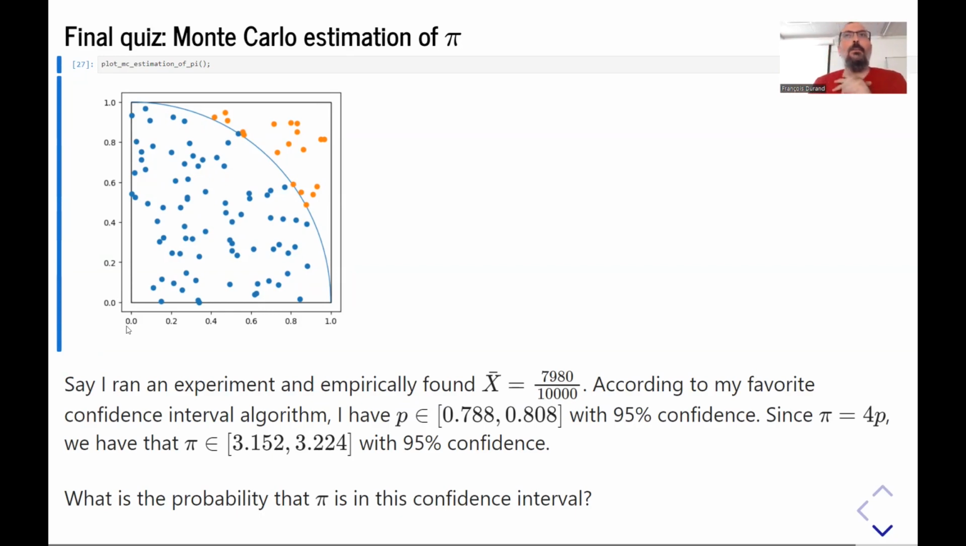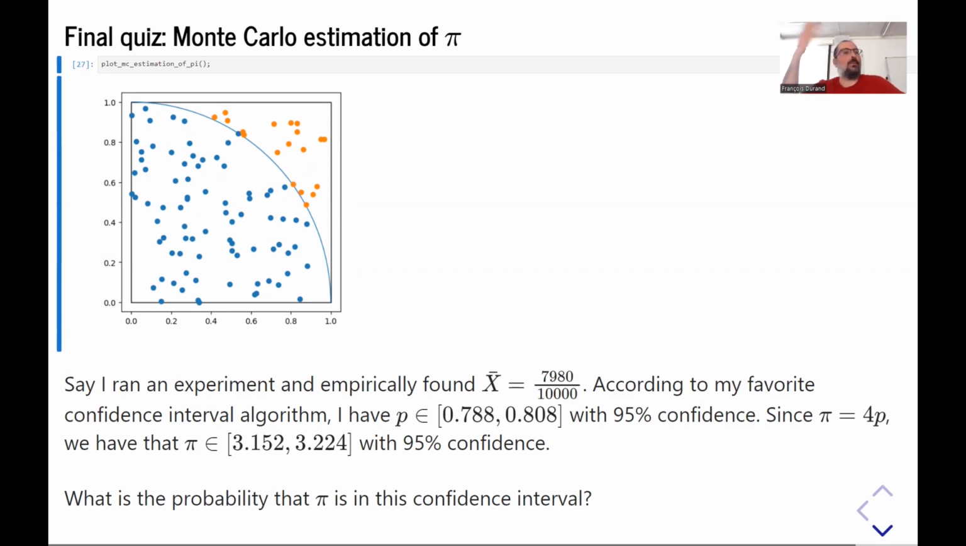So believe me, I ran the experiment and I found that, sorry? How many times? 0 times because I am lying. And empirically I found that I had 7,980 blue points out of 10,000.